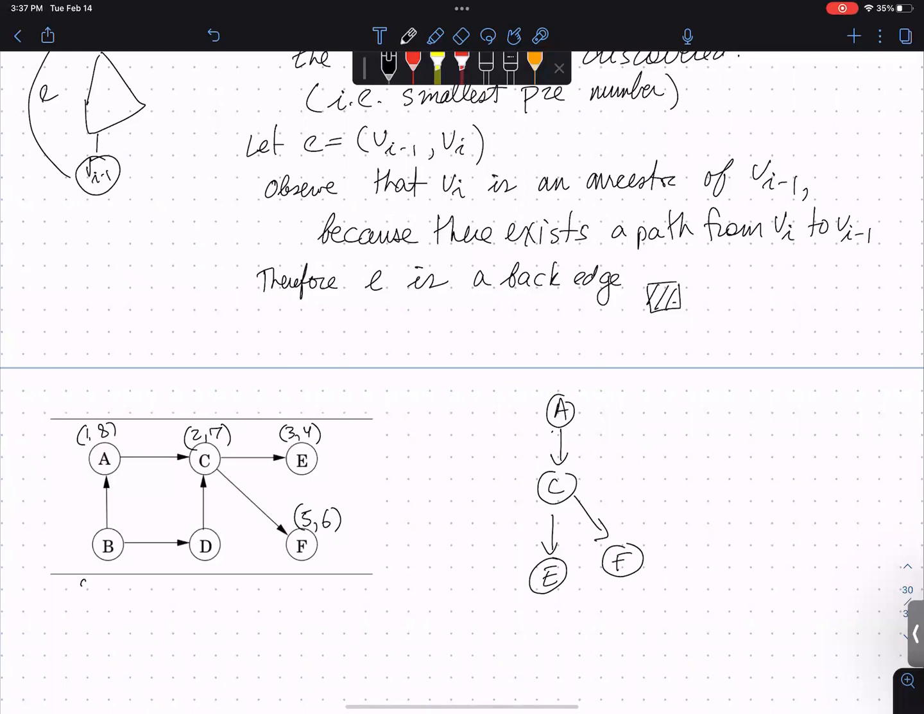Then we start at B. We go to D. So this is 10, closing at 11, closing at 12. What are the remaining edges? We went from A to C, C to E, C to F. Then we went from B to, we didn't do B to A, we did do B to D. So the dotted edges are the ones we didn't explore, which is from B to A and from D to C.